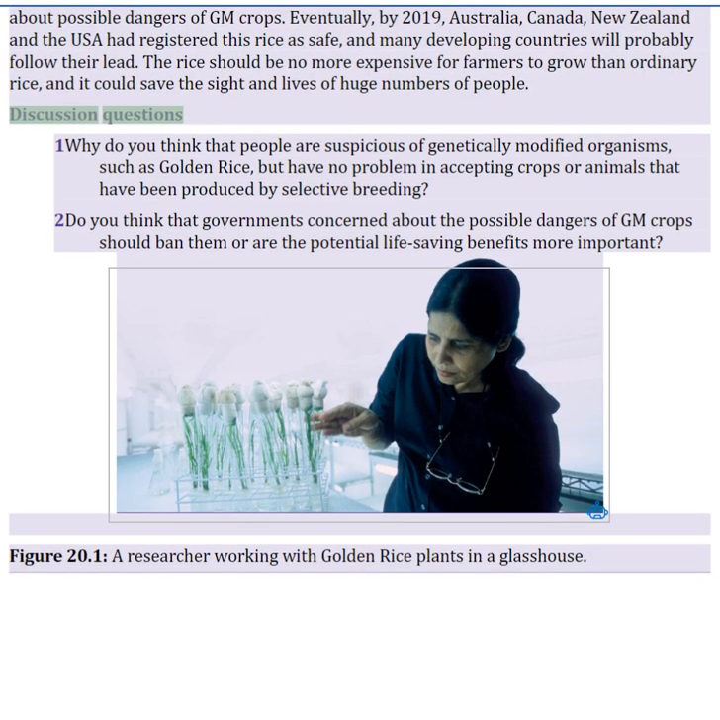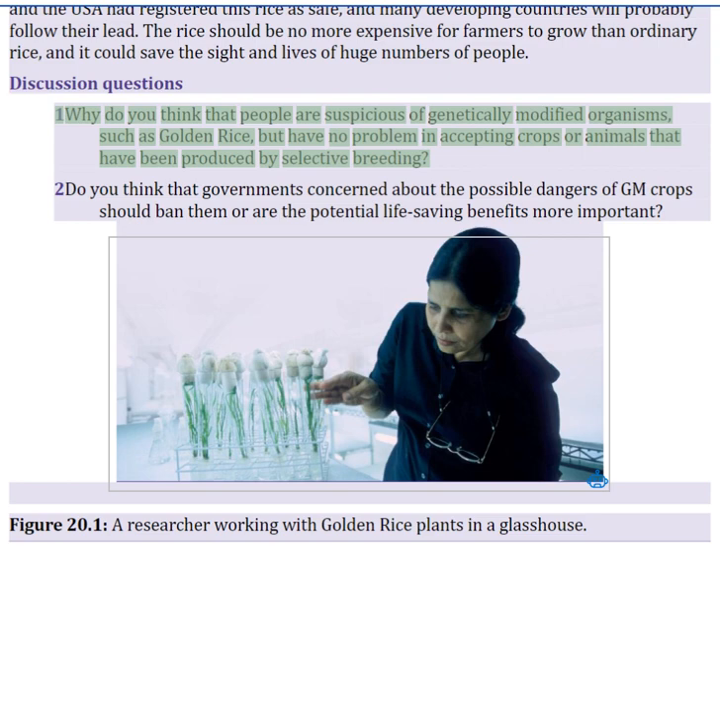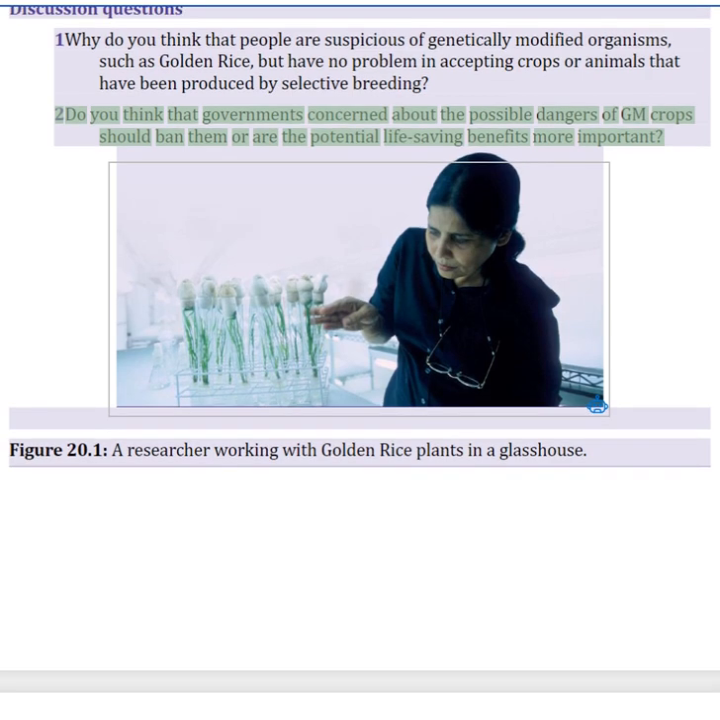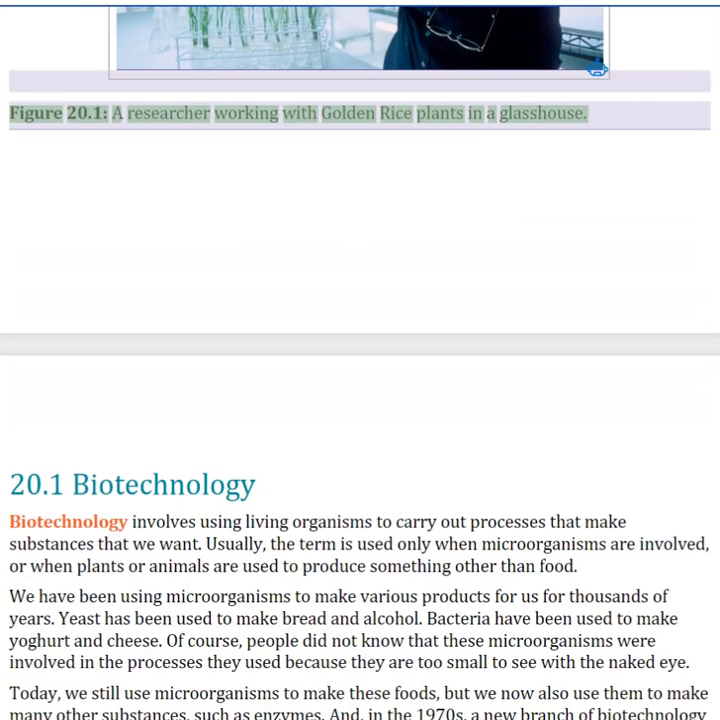Discussion questions. 1. Why do you think that people are suspicious of genetically modified organisms, such as golden rice, but have no problem in accepting crops or animals that have been produced by selective breeding? 2. Do you think that governments concerned about the possible dangers of GM crops should ban them, or are the potential life-saving benefits more important? Figure 20.1, a researcher working with golden rice plants in a glasshouse.